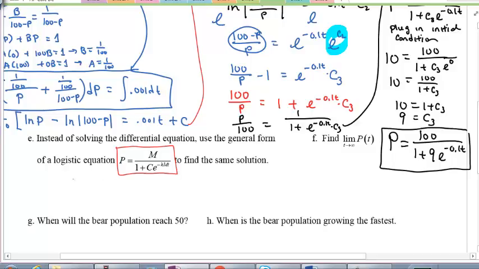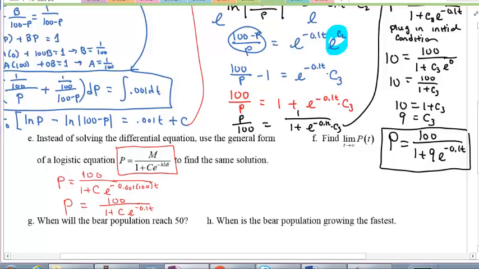So if you didn't want to do all that work in part D, you'd say to yourself, P equals M, which is the carrying capacity, that's 100, over 1 plus, and you're still missing the C, e to the power of negative k. We know the k value was 0.001. M is 100, so I'll multiply that by 100 times t. And of course this simplifies to P equals 100 over 1 plus c e to the negative 0.1 t, which is exactly the same as what I had over there in part D.